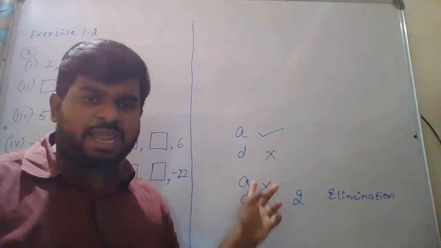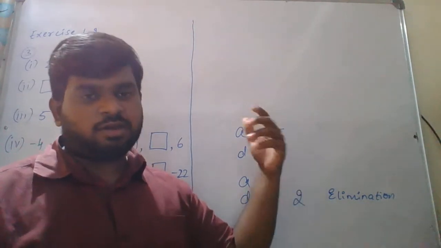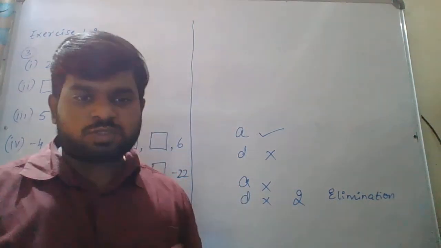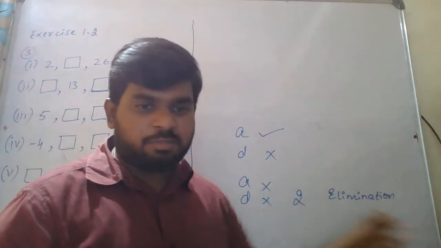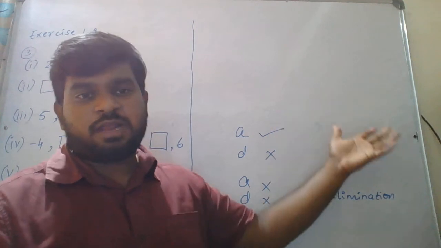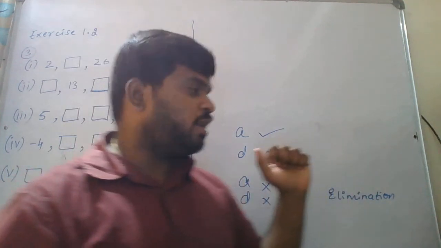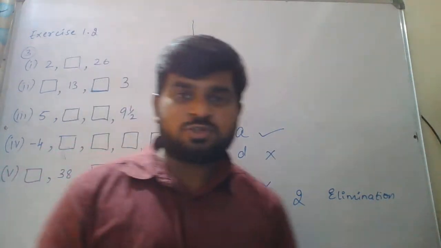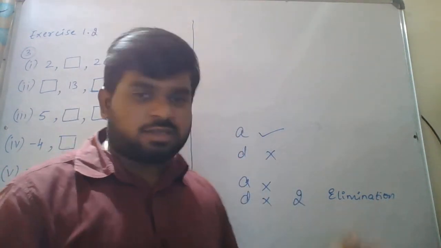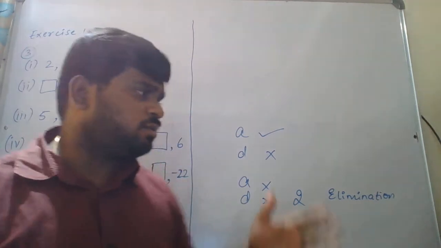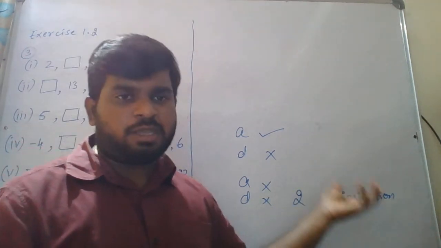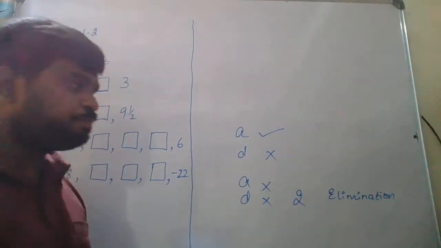If you don't know both A and D, there is another method, a direct formula itself to find D, but we are not going to use that because this elimination method is again going to come in another chapter, pair of linear equations in two variables. So if you learn here, it will be very easy there. And for state board students, this elimination method is a very important question because it's a compulsory question for 2 or 3 marks. It is for 2 marks.